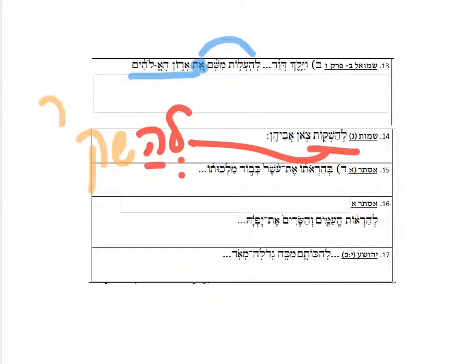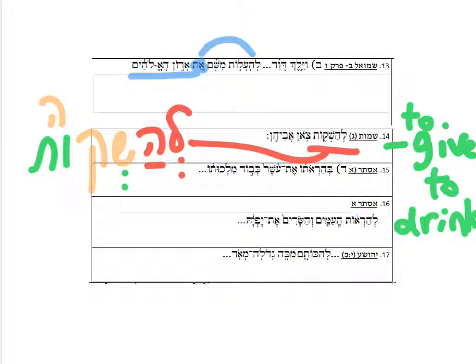Now it must be a Hey, right? Because I have that oat, and I have that Hey oat connection. So what's Shin Kuf Hey? It's a vocab word from last week's unit. That's to give to drink, right? It could be alcohol, like wine, or it could be water, to give the tzon avihen, the flock of their father, to drink, give them water to drink. Okay, let's look at 15.